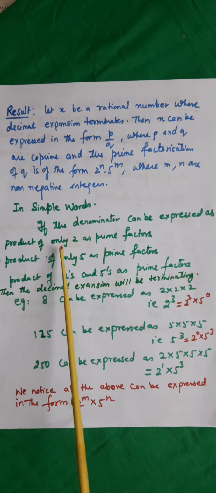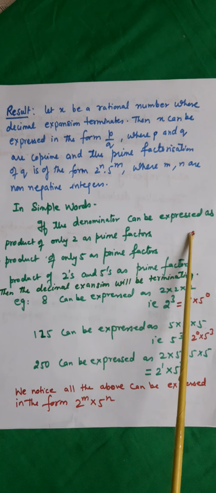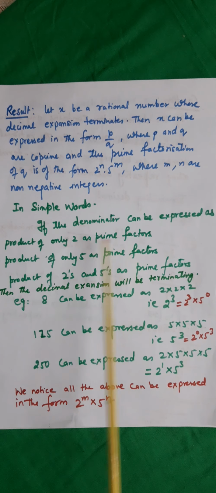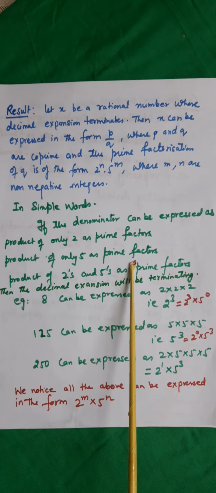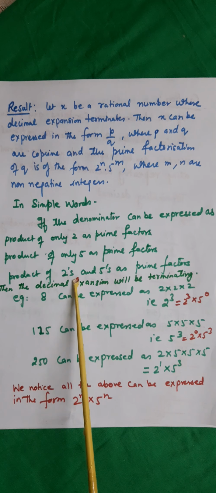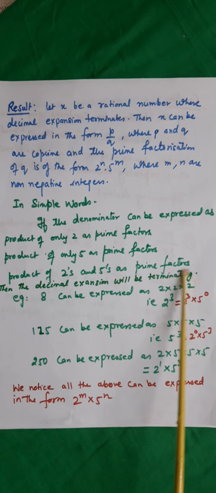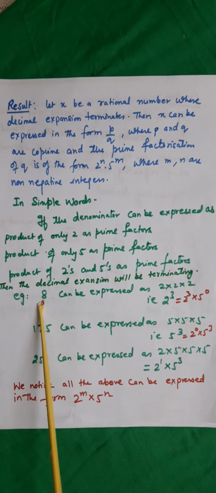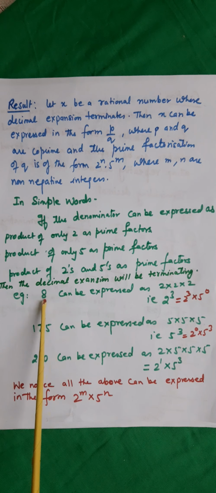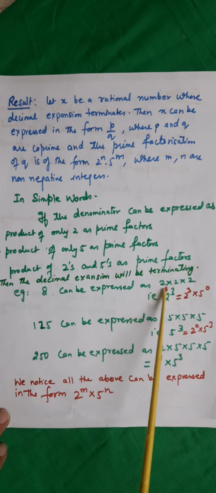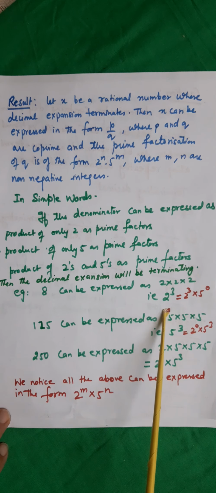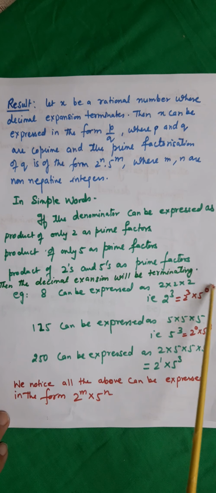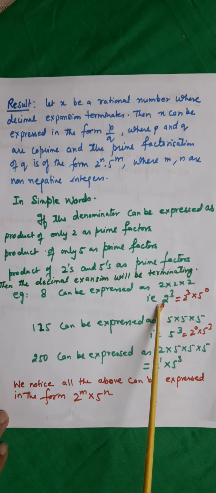In simple words, we can say that if the denominator can be expressed as a product of only 2s as prime factors, as a product of only 5s as prime factors, or as a product of 2s and 5s as prime factors, then its decimal expansion will be terminating. Example, if in the denominator I have 8, 8 can be expressed as 2 into 2 into 2. That means only 2s as prime factors. 2 raised to the power 3 into 5 raised to the power 0 can be written easily for this.